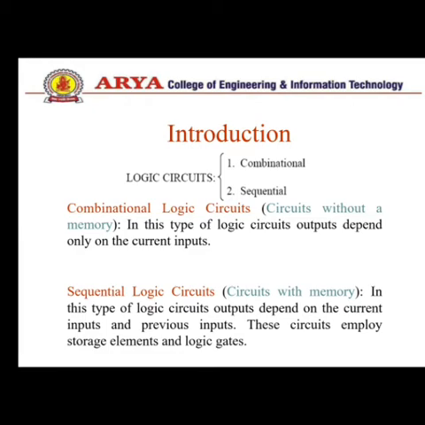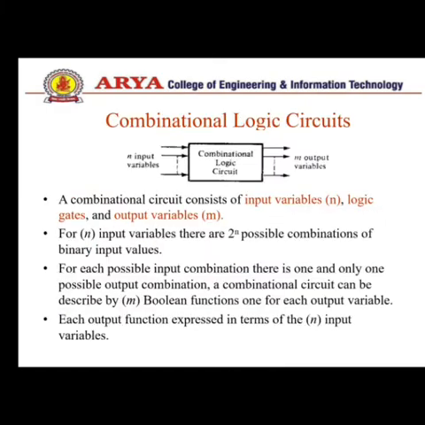The logic circuit is divided into two parts, combinational and sequential. In combinational logic circuits, the output depends only on the current inputs. In sequential circuits, the outputs depend on the current inputs and previous inputs also. This circuit requires a storage element, and in a combinational circuit we don't require any storage elements.